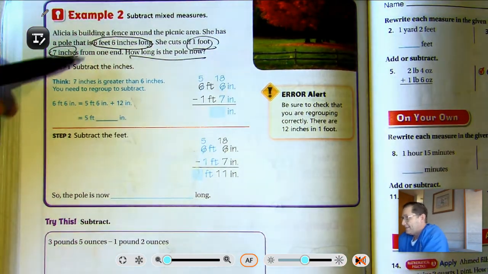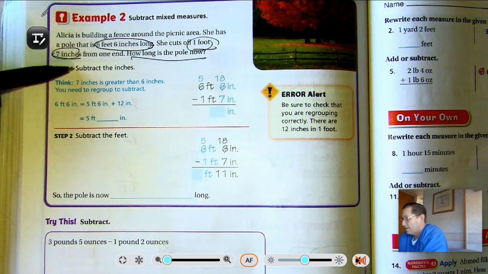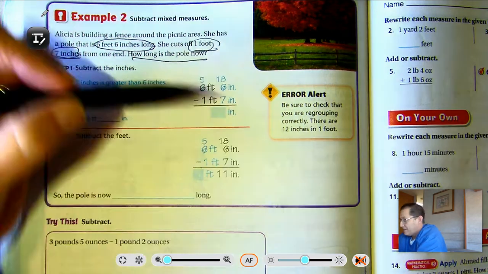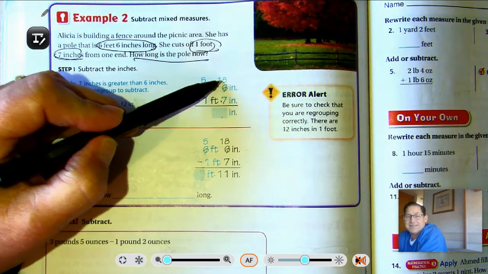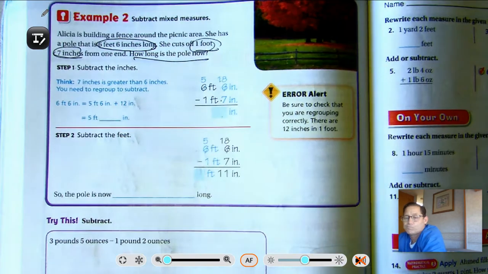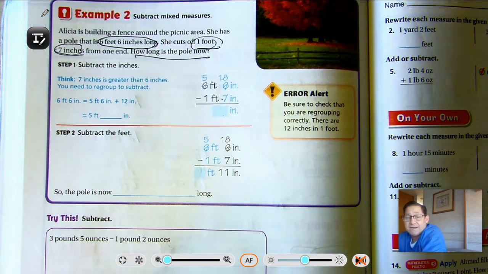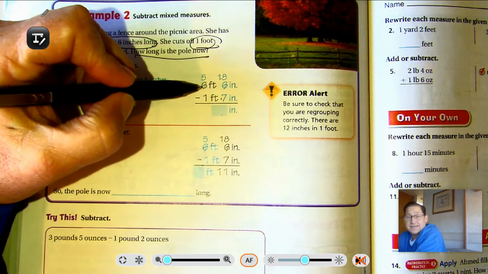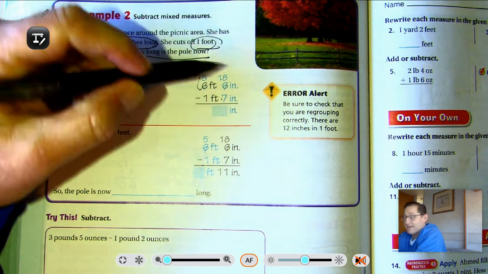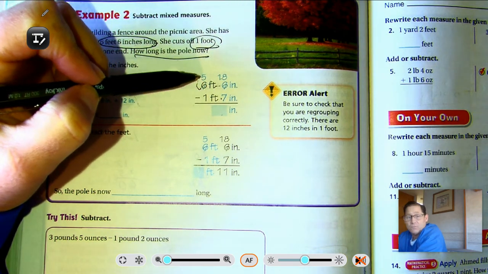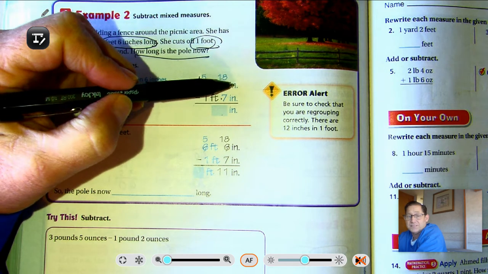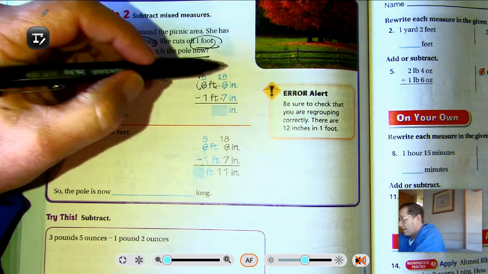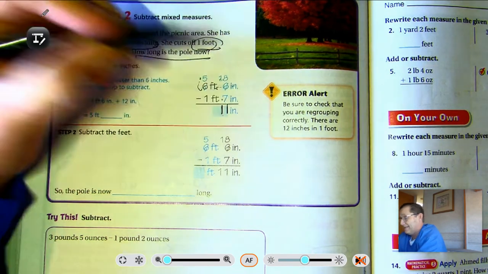So we're going to subtract the inches in step 1. So we have 6 feet 6 inches, take away 1 foot 7 inches. But I can't take 7 from 6. But I can rename feet, right? I can take away one of the 6 feet, regroup it as 5 feet, and change the 1 foot to 12 inches. 12 plus 6 is 18 inches. Okay, so 18 take away 7 is 11 inches.